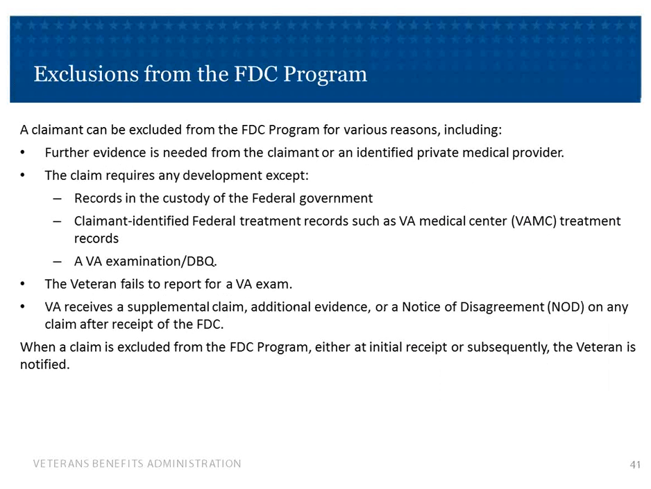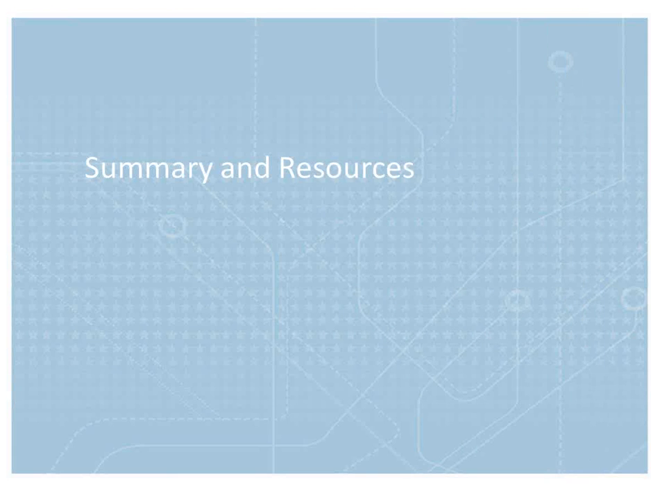Here's a bit more background on exclusions from the FDC program, which we touched on earlier. A claimant can be excluded from the FDC program for a variety of reasons, especially if he or she has not provided the required evidence. If this happens, the claim will be removed from the FDC program and will go through the standard process for benefit determination. In the event that a claim is excluded from the FDC program, the veteran is notified.